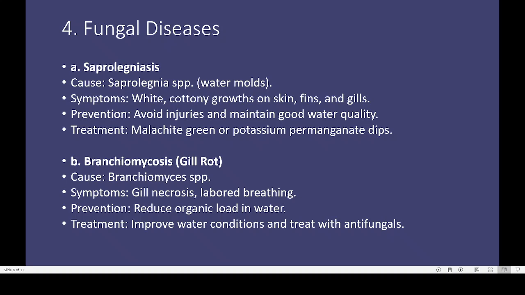saprolegniasis, and it is causing water mold. This saprolegniasis is causing water mold, and it causes white cottony growth on the skin and fins as well as on the gills. I will show you the picture of that saprolegniasis.